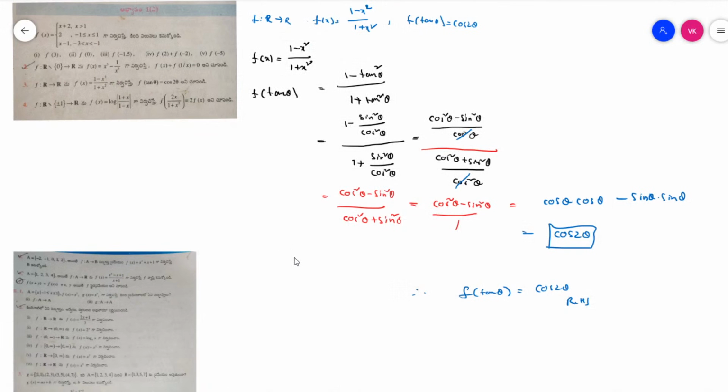Let's move to the fourth one. Now we are moving to the fourth question. Let's move to the fourth question.